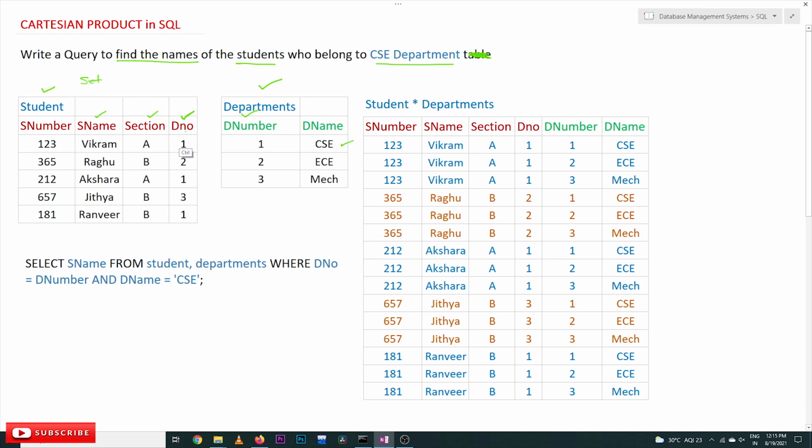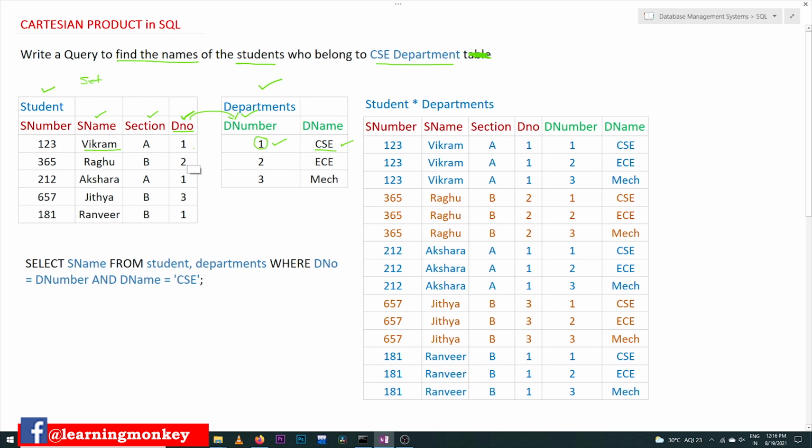Okay, there is a relationship between this D number and D number. This is what we call a foreign key, right? So in order to get the names of the students who belong to the CSE department, the CSE department is there in the department table, and the names of the students are there in the students table. Now how can we get the details of the students who belong to department CSE? So we have to find the department number of CSE. What is the department number of CSE? It is 1. And now we have to combine these two tables.